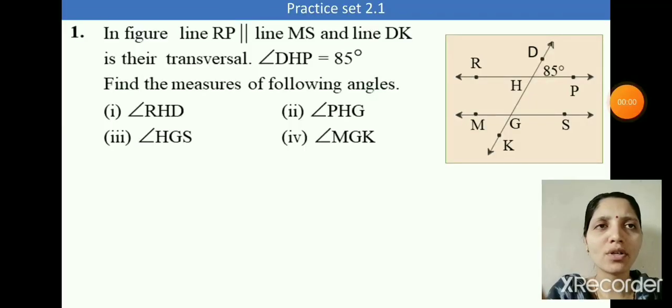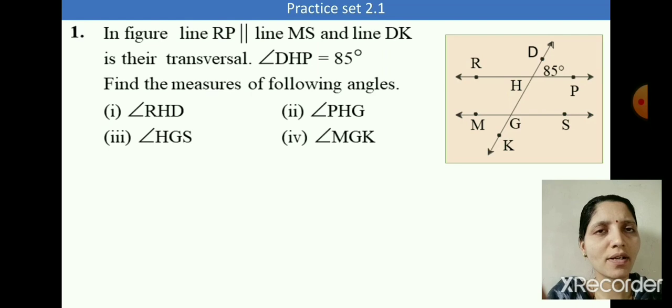Now let's try to solve some problems from practice set 2.1. This will give you a clear idea how to solve this type of questions. In this figure, line RP is parallel to line MS and line DK is their transversal. Angle DHP is given as 85 degrees and you have to find the measures of angle RHD, angle PHG, angle HGS and angle MGK.